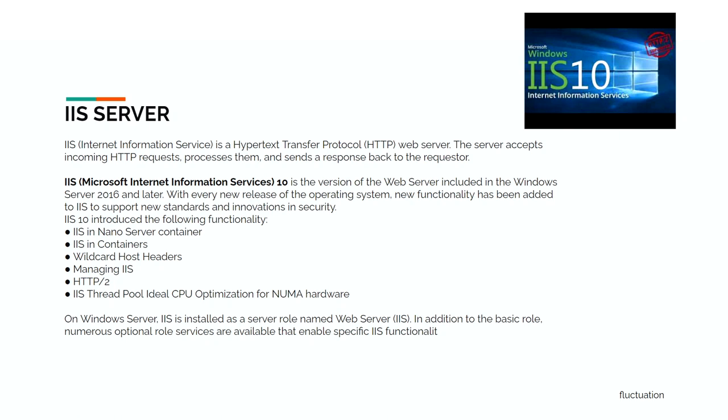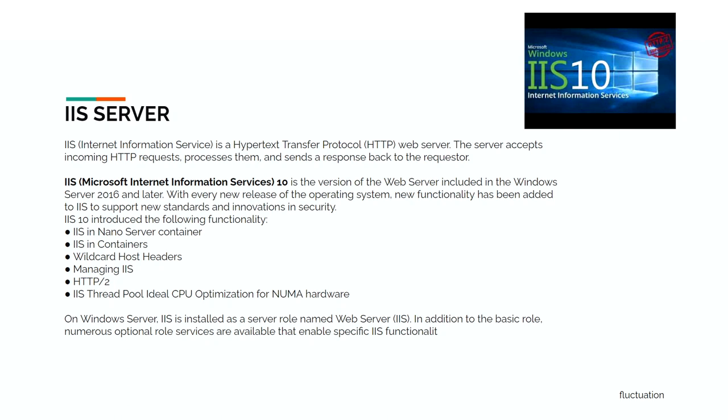Normally, you host them on the cloud, like AWS, Amazon, Google GCP, or Azure, but you can host them in your server on premise. So IIS is a Hypertext Transfer Protocol web server. That's where you host your website. If you're creating a website, you must host it somewhere so everybody can access it. Normally, a public website, you don't host on your web server on premise. So the server accepts incoming HTTP requests, processes them, and sends a response back to the requester.